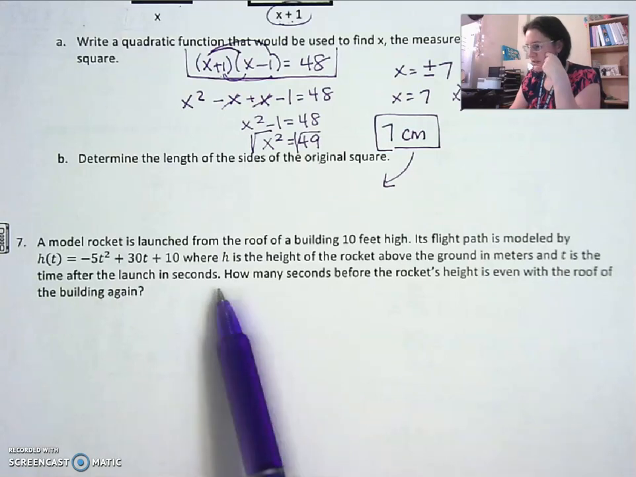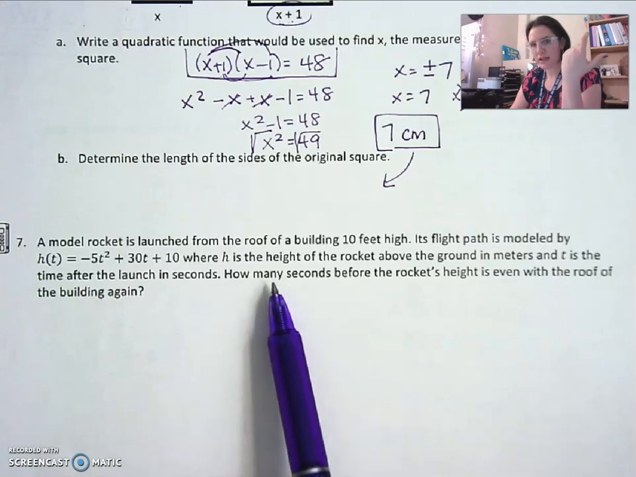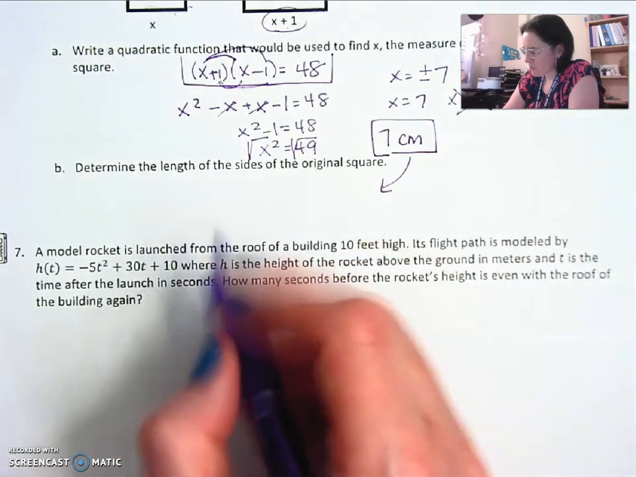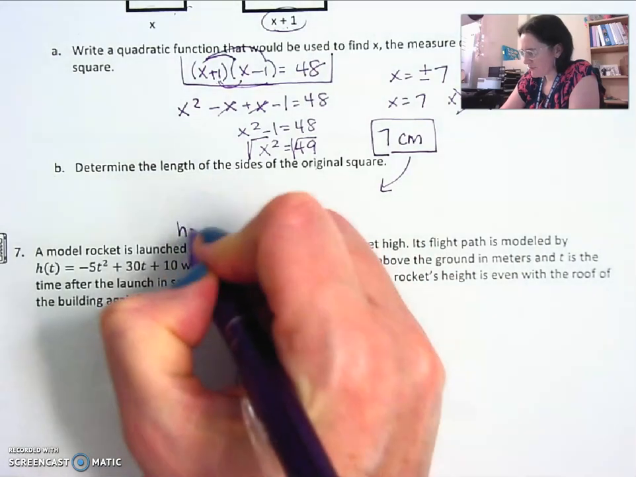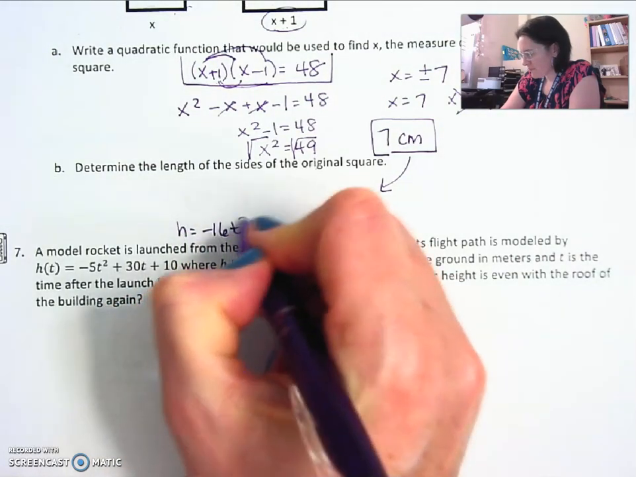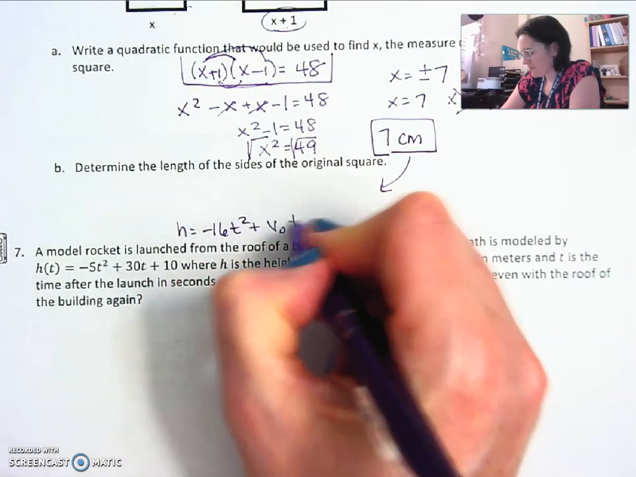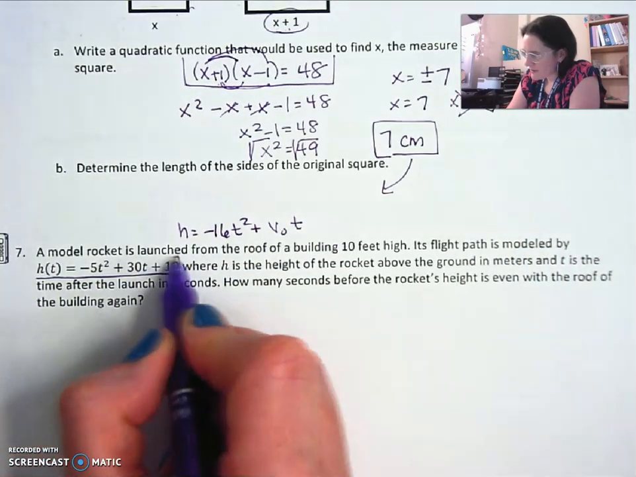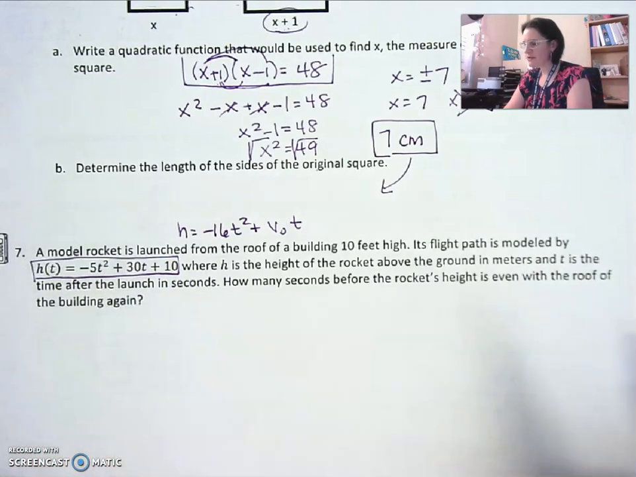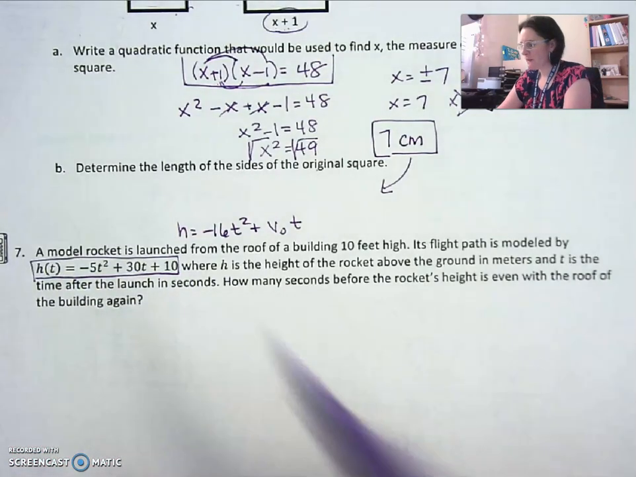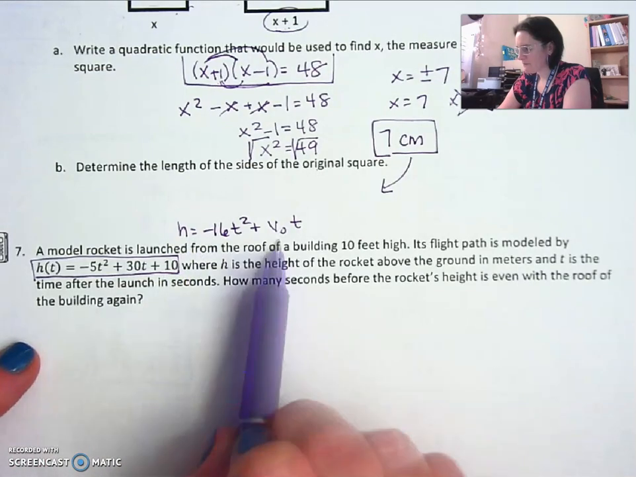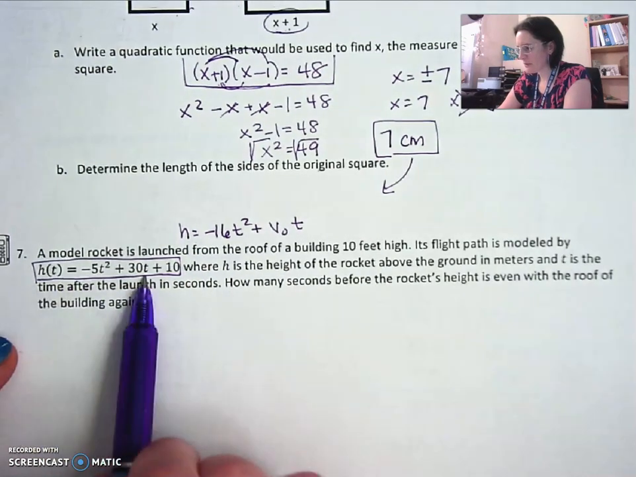Now, there are some differences in this problem than the projectile problems that we did in class. So for example, the problems that we did in class, the formula was set up like this. And in this problem, our formula is set up like this. So here are some similarities and differences. Similarity is that they're both height equals the formula. And this one is height equals the formula.